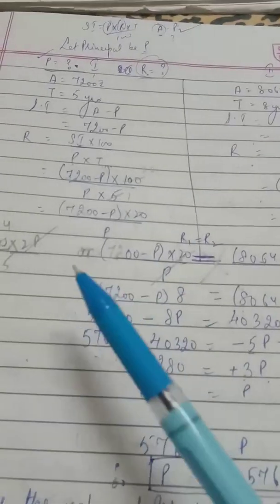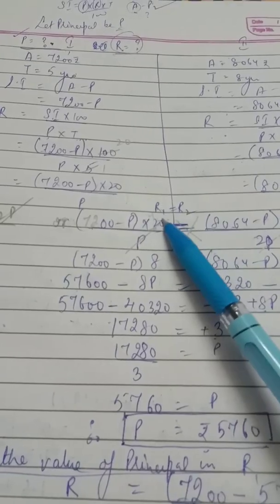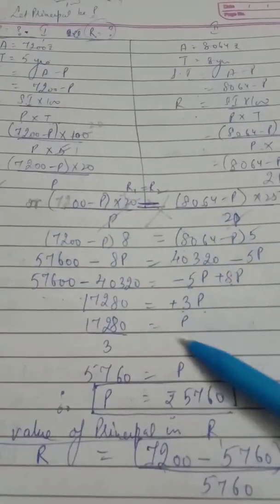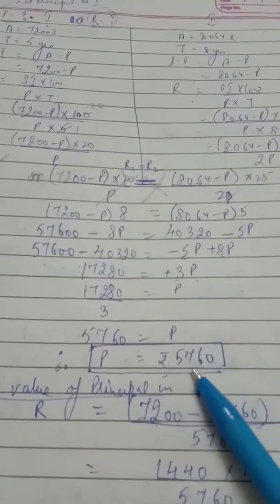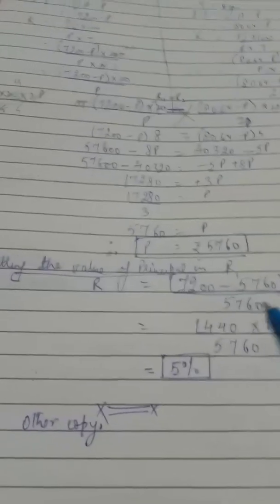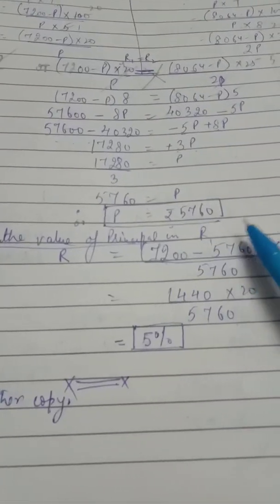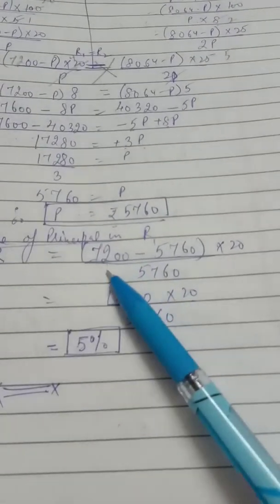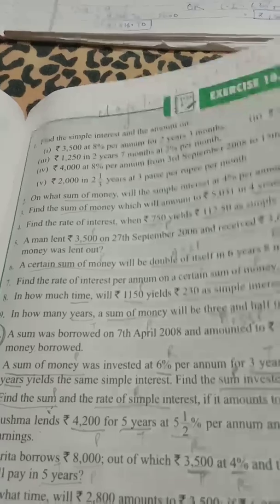Now as per the question, the principal and the rate for both the cases is the same, so I can write R1 is equal to R2, that is the rate of case 1 is equal to the rate of case 2. Now forming an equation, shifting values from one side to the other side, we get the principal as 5760. Now after you get the principal as 5760, you put the value of your principal in R1 or R2. I'm putting it in R1, and after putting it in R1, the rate comes as 5%.